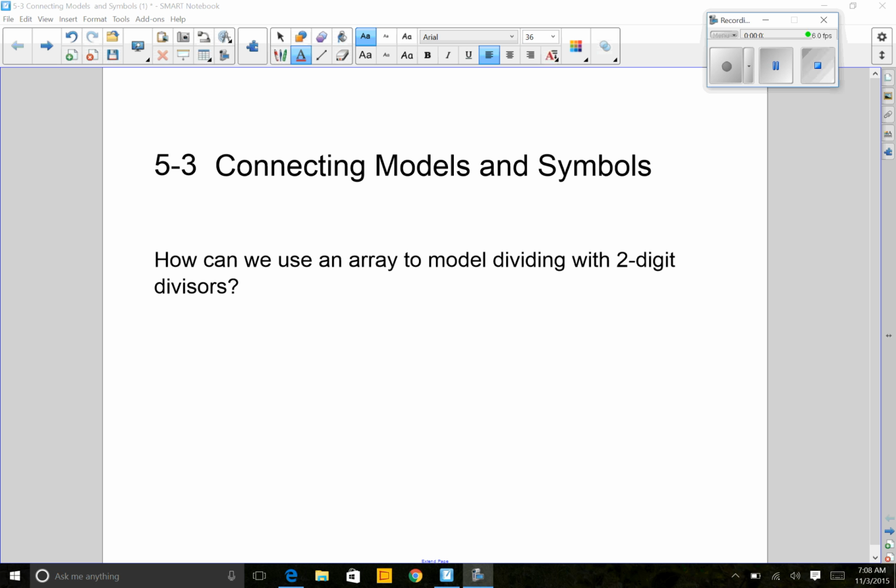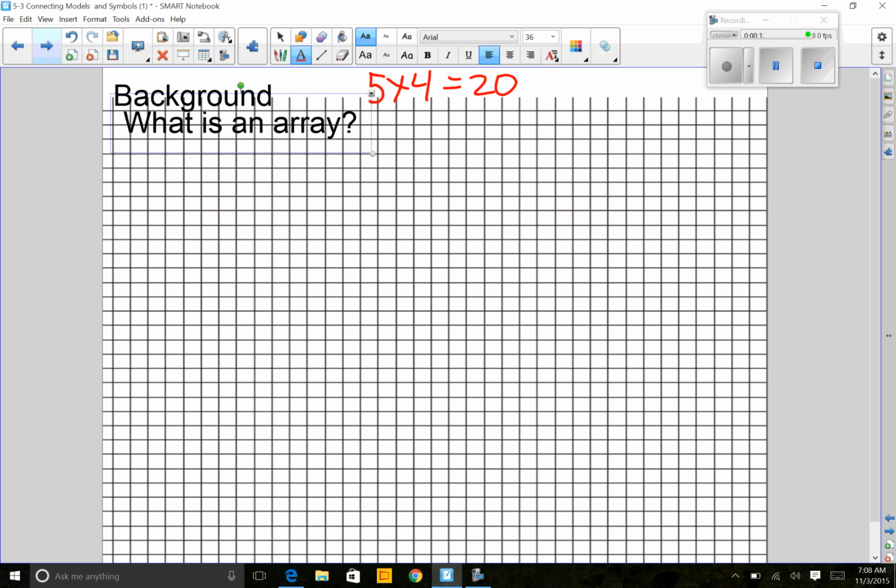Welcome to Topic 5, Lesson 3, Connecting Models and Symbols. So we're going to talk about how we can use an array to model dividing two-digit divisors. Just as a little background, we're going to look at an array and remind ourselves what an array is.